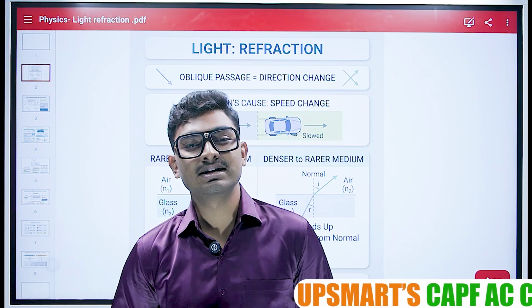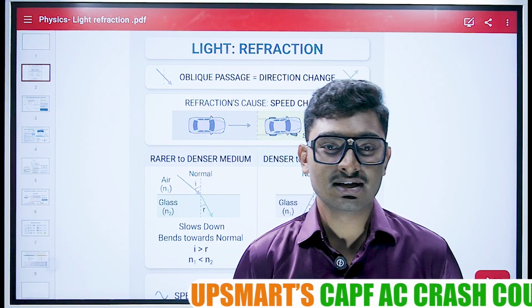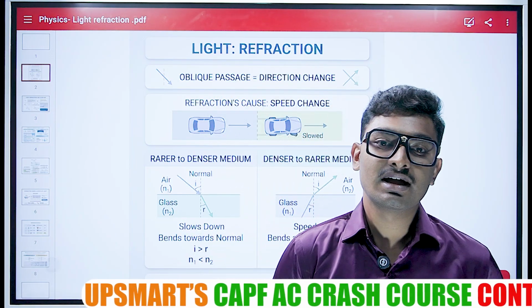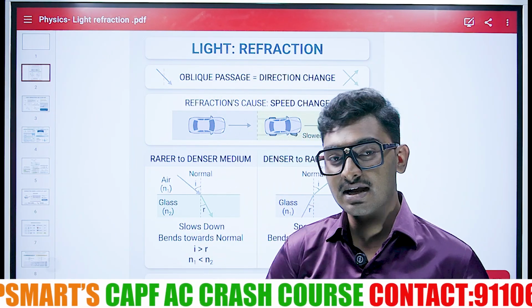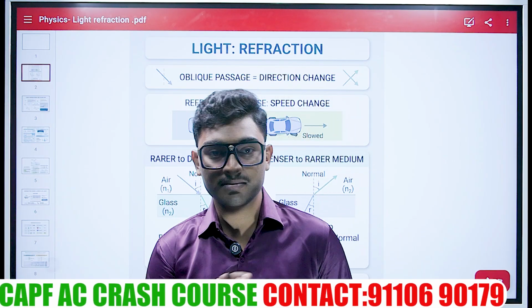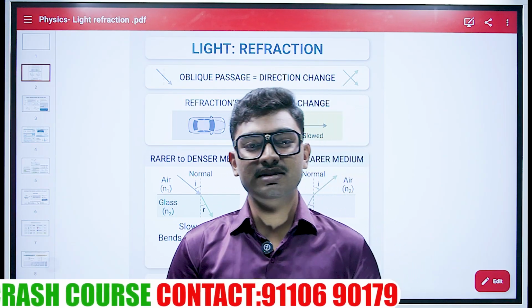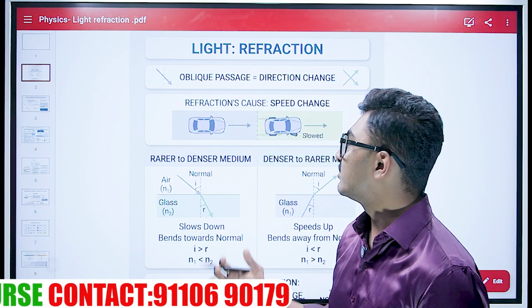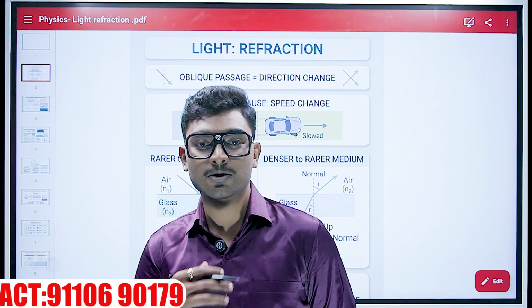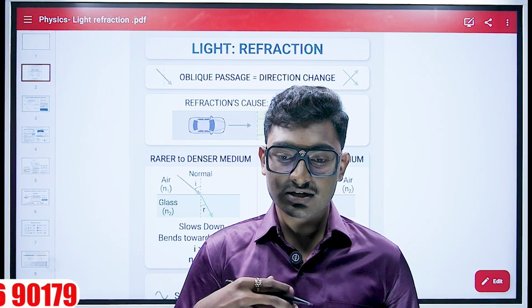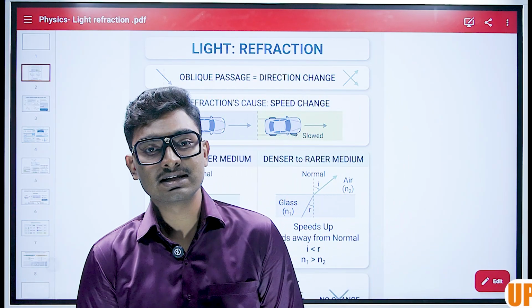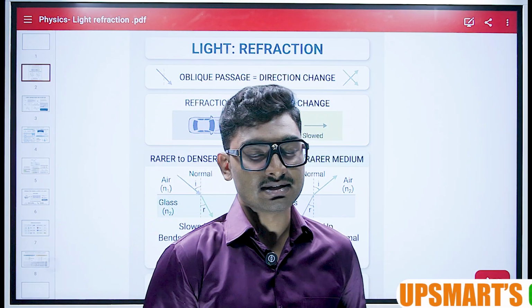So as in the last class we have discussed light rays, reflection, concave mirrors and convex mirrors, and various other cases of mirrors. Today in this session we are going to discuss refraction, lenses, and the applications of lenses, and what cases we will discuss here.